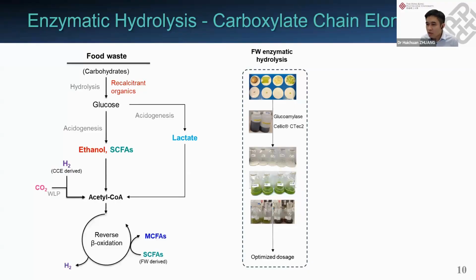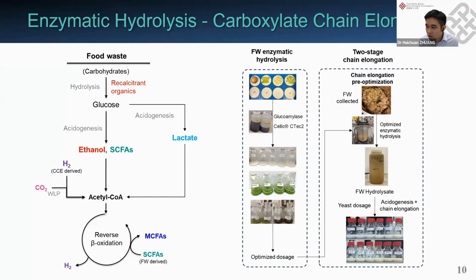So here we propose a two-step fermentation. In the first step, we use enzymatic hydrolysis to convert the food waste into glucose. In the fermentation process, you can see from the left-hand side, during acidogenesis, ethanol, short-chain fatty acids, and lactate will be produced. Then in the elongation process, the core reaction is reverse beta oxidation. The short-chain fatty acids will be converted into medium-chain fatty acids.